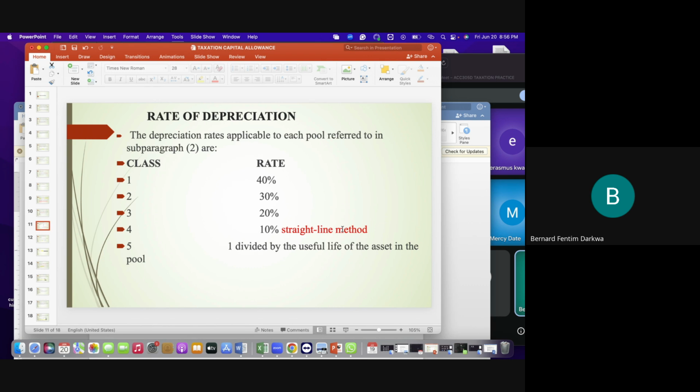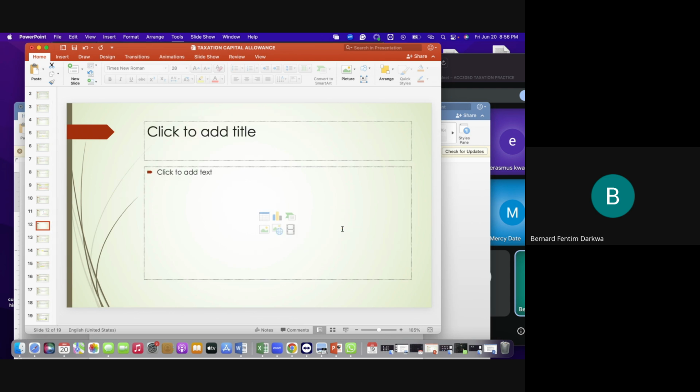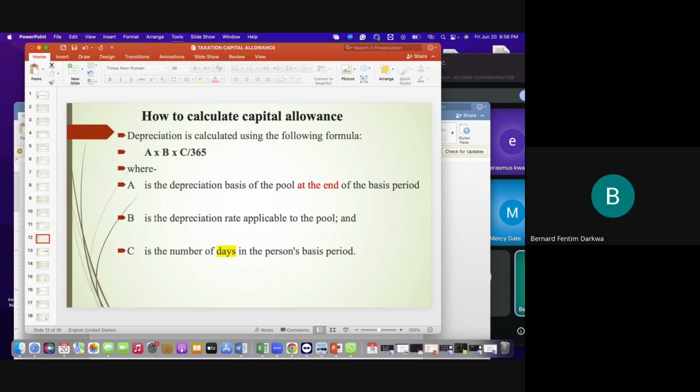A company had the following assets, and you list the assets and calculate the capital allowance the company will get based on the assets. So you are now going to group the assets into class 1, class 2, class 3, class 4, and even class 5, their respective classes. Good. So take note of the rates.